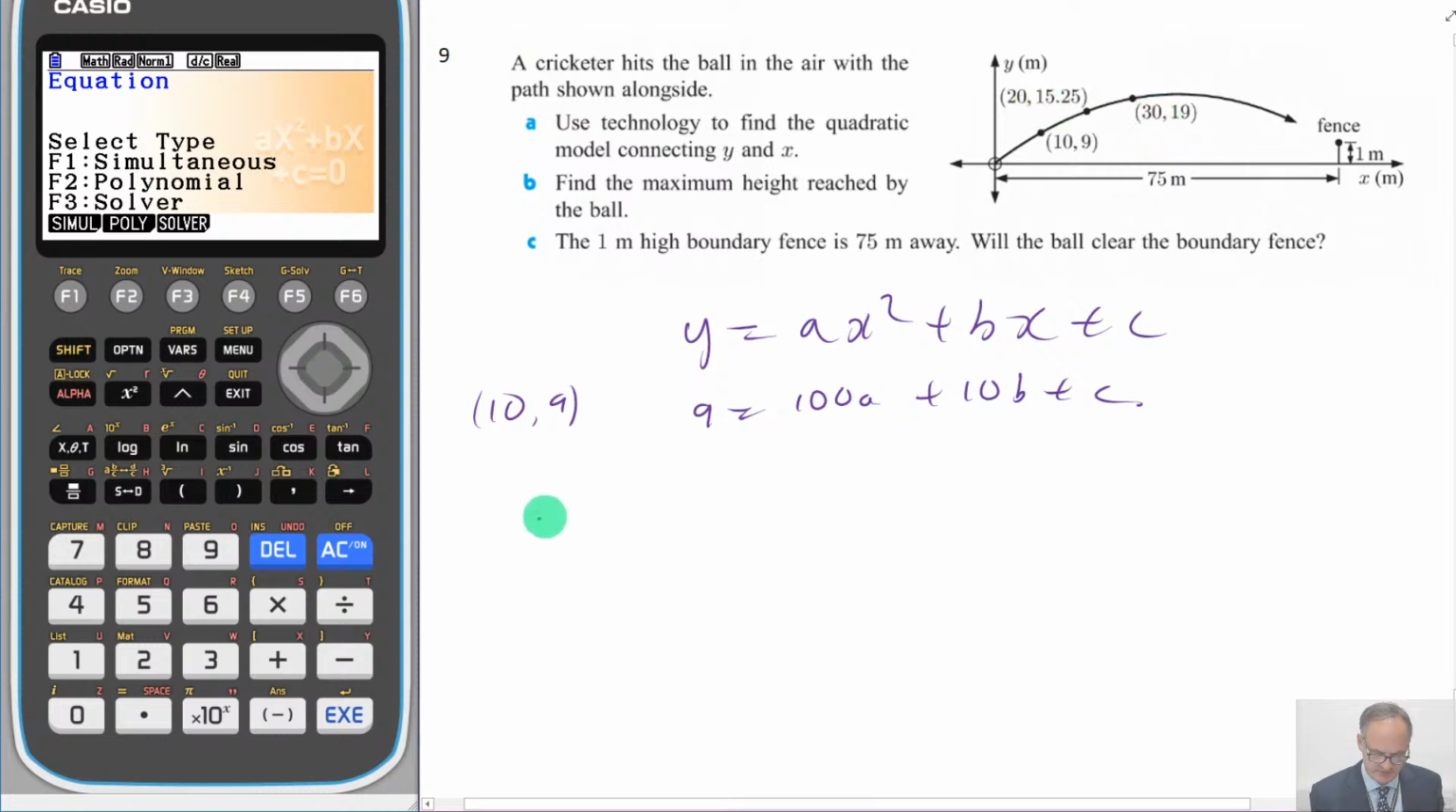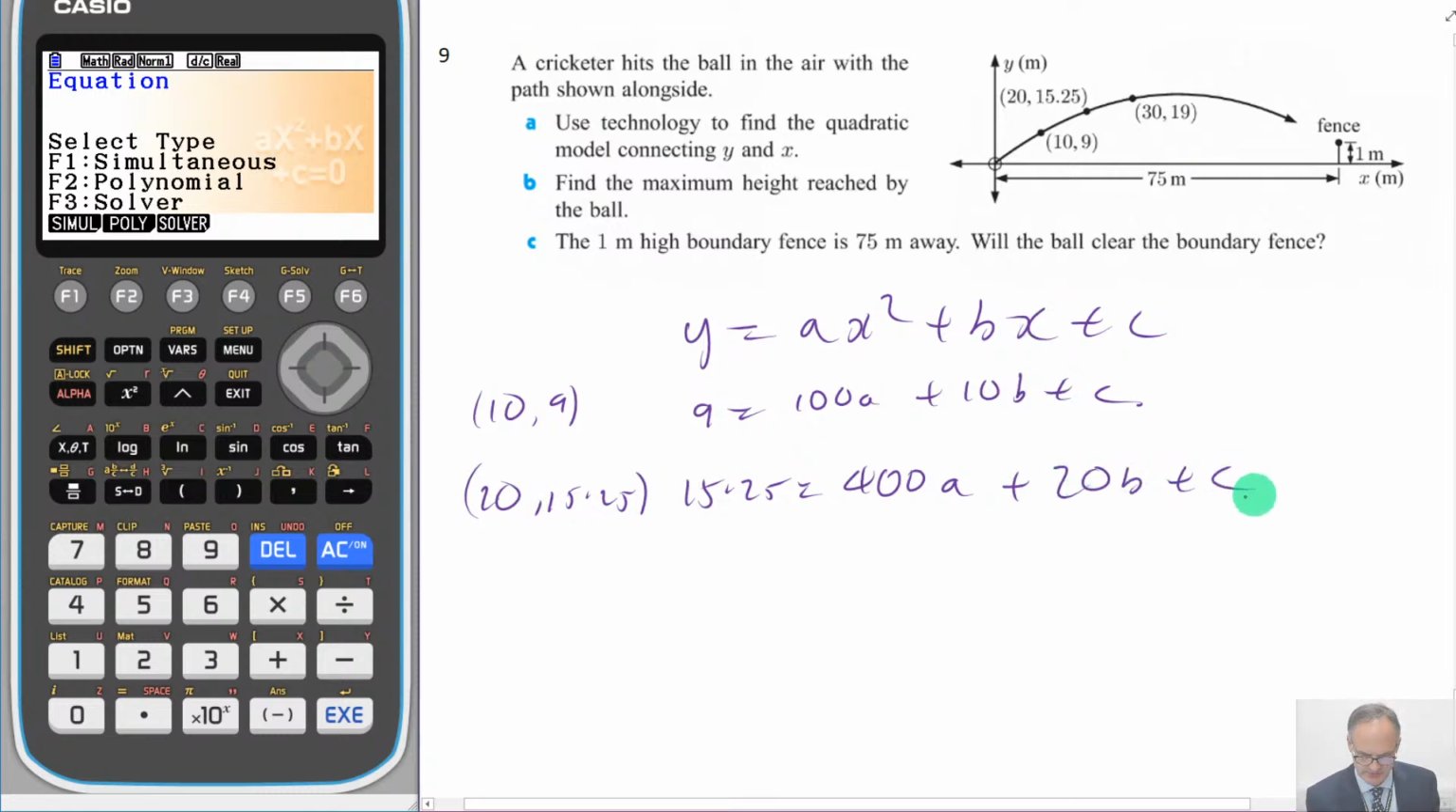Let's put the 20 and the 15.25 one in next. So we've got 15.25 equals 20 squared, 400, and you can use your calculator to work that out if you don't know it, a, plus 20b, plus c. Then at the 30 and the 19 point, the y value is 19, x is 30, squared it's 900a, plus 30b plus c.